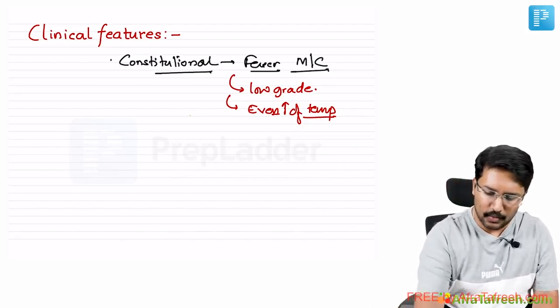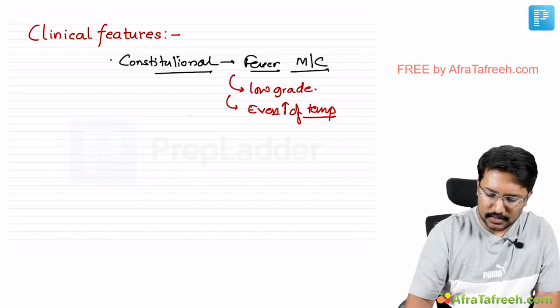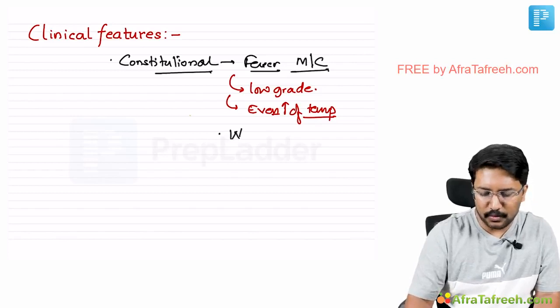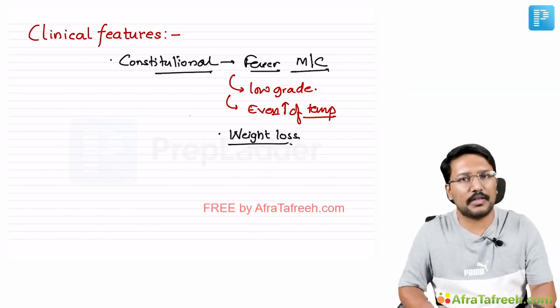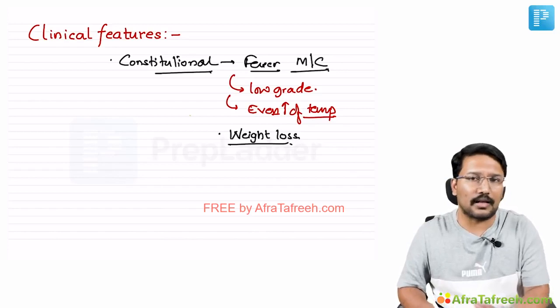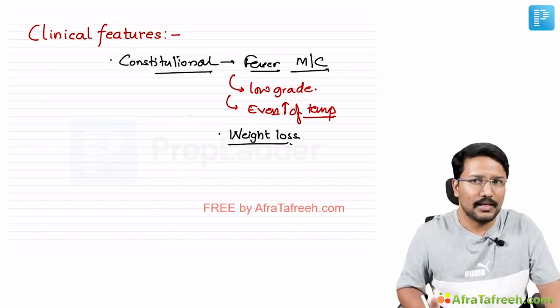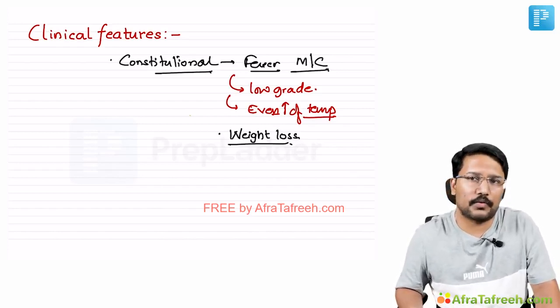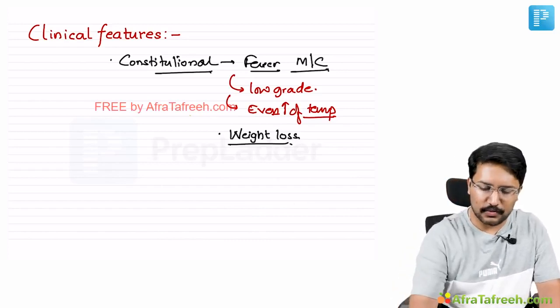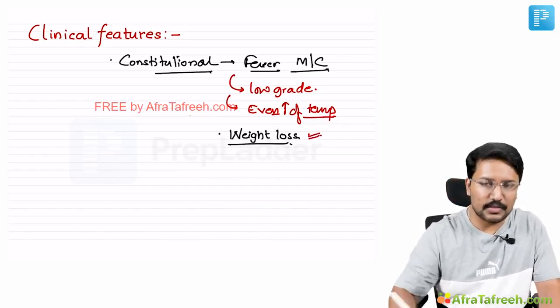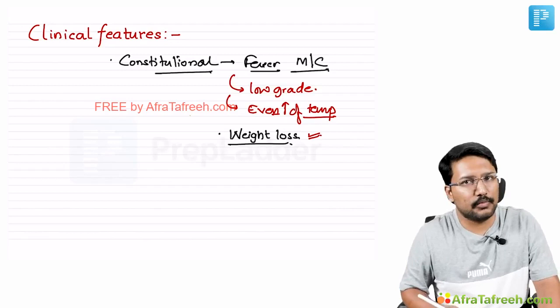Now, apart from fever, what is the other important constitutional symptom? Weight loss. In India, whenever someone presents with unintentional weight loss, I think the first thing that we think of is tuberculosis, and then we start thinking about malignancy and other chronic inflammatory disorders as causes for weight loss, right? So weight loss is also a very important constitutional symptom that we see in patients with tuberculosis.